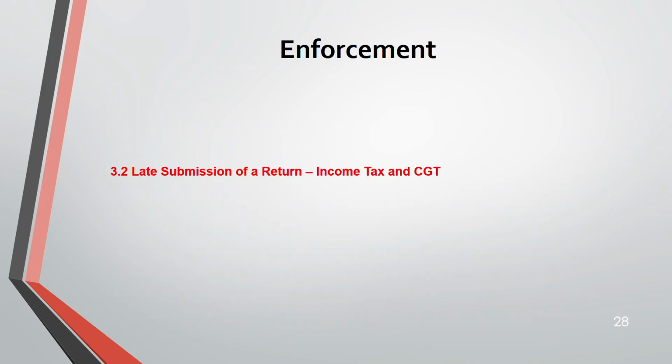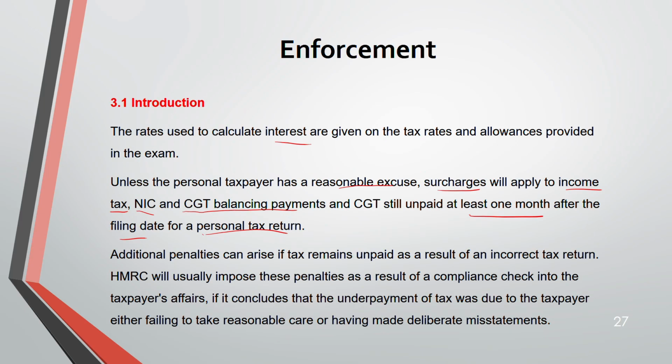Next, additional penalties. So additional penalties can arise if your tax remains unpaid because of incorrect tax return. So HMRC will impose penalty as a result of compliance check. They are doing compliance check. They came to know there is a mistake done. Tax return was incorrect, was not given. Penalty, they will impose penalty.